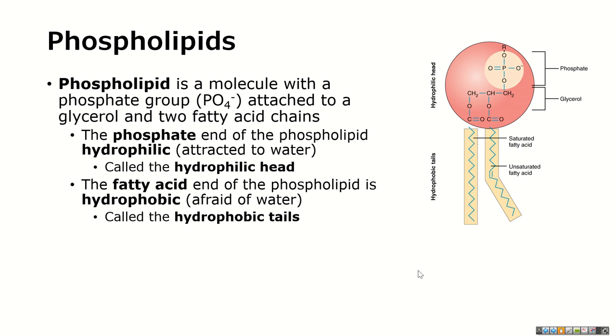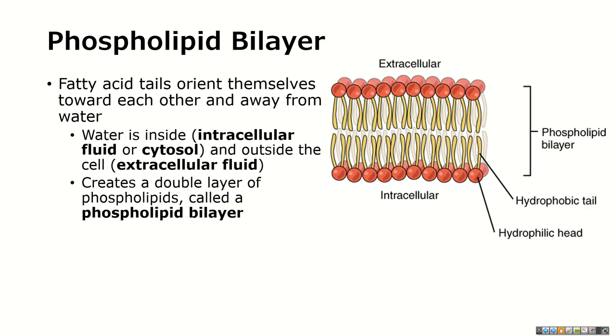And because this phospholipid has this shape where one end is hydrophilic and one end is hydrophobic, if you put a bunch of them in water, they're going to orient themselves with each other so that all of their little hydrophobic tails face away from the water and their little hydrophilic heads face toward the water. That is how they make a phospholipid bilayer.